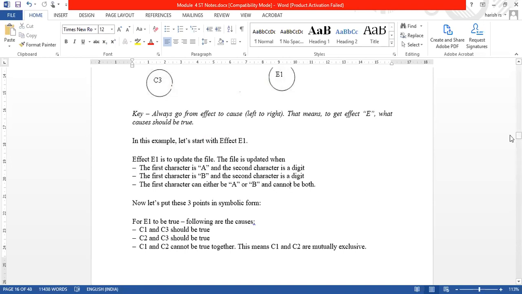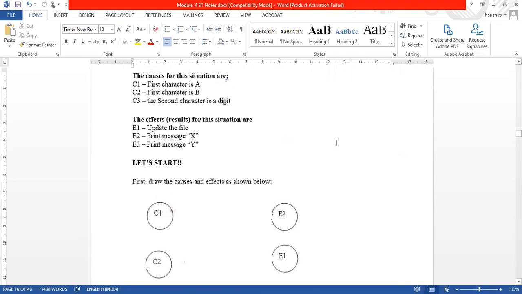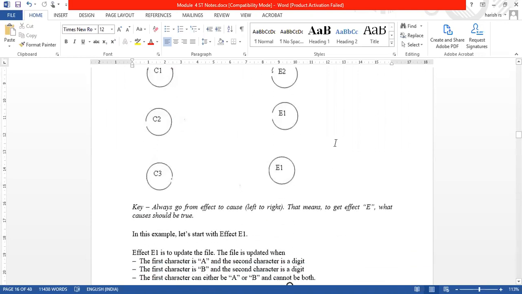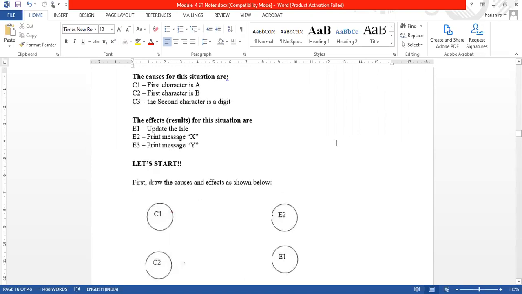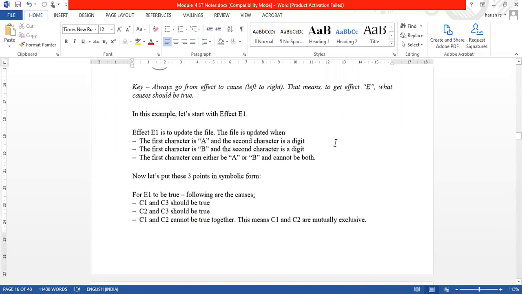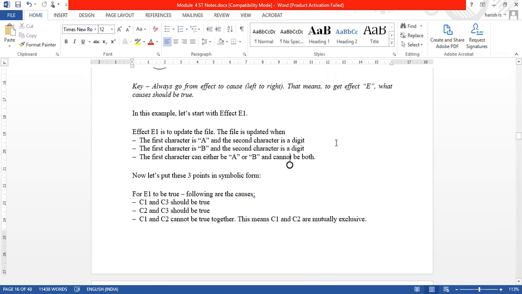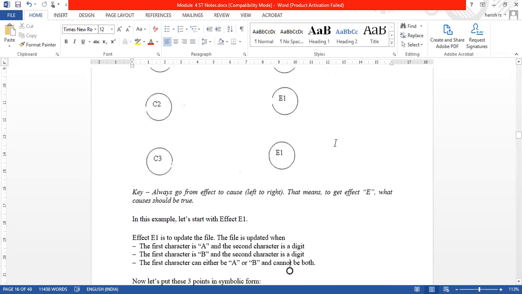So let us see how the problem arises. C1 with C3, yes or no? What is C1? The first character should be A. What is C2? Sorry, C2 and C3. C3 is the second digit. So it can be C1 and C3, or C2 and C3, or a mutual exclusive of A and B, followed with this one. So these are the problems that arise for problem 1.